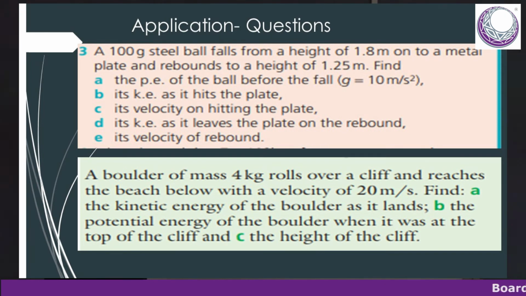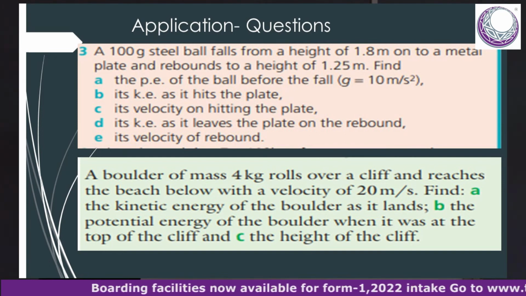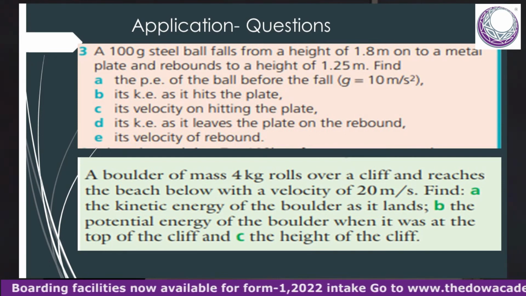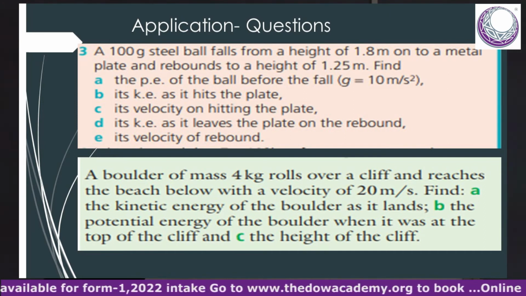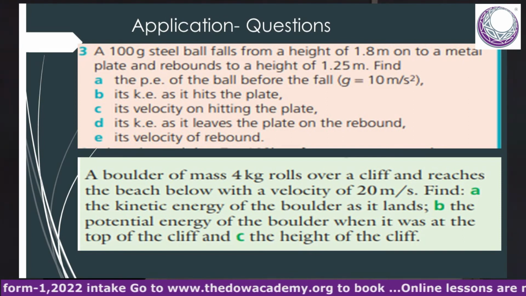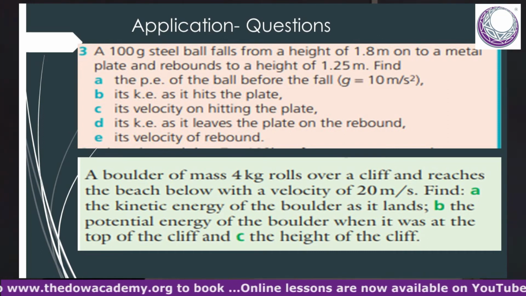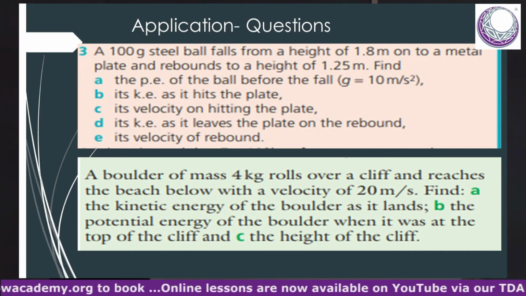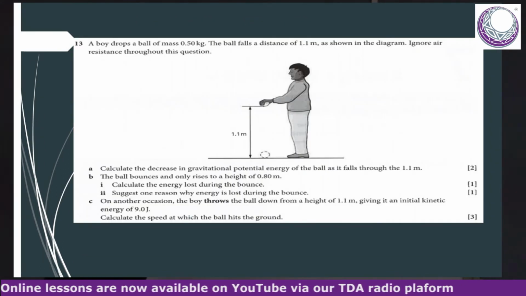There's another one here. A boulder, a rock of mass 4 kg rolls over a cliff and reaches the beach below with a velocity of 20 meters per second. Find A, the kinetic energy of the boulder as it lands. Ke of the boulder as it lands. So you do the calculation there for ke. Then B, the potential energy of the boulder when it was at the top of the cliff. There is some way you have to apply the principle of conservation of energy. We move on. There's another example there.